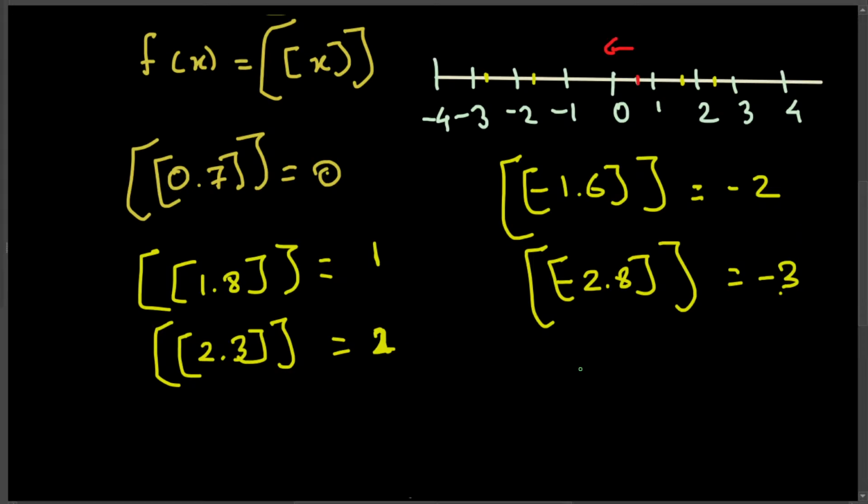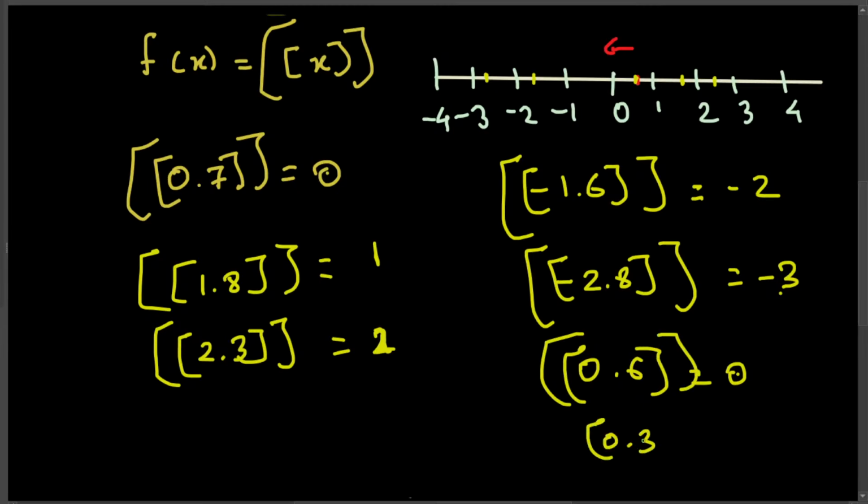What is the greatest integer value of 0.6? Locate the 0.6, that's somewhere here. What is the left side? That's 0. What is the greatest integer of 0.3? Locate the 0.3 first, that is right here. What is the left side? That is 0. What is the greatest integer of 1.4? Locate the 1.4, it's right here. What is the left side? That's 1.